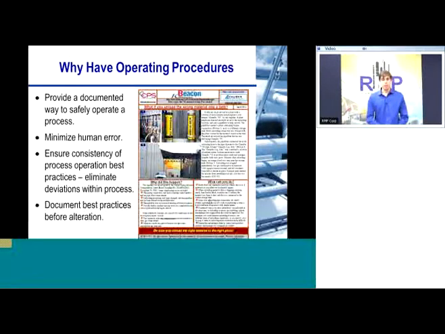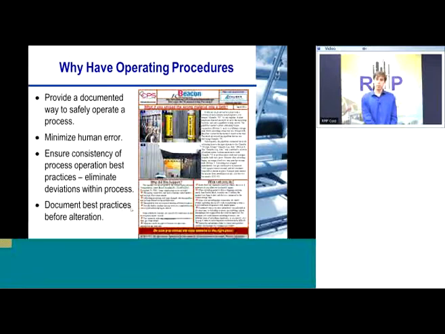First and foremost, to provide a documented way to safely operate the process. And note I say documented in there because if someone knows how to do it and they just do it, then that doesn't necessarily preclude other people from operating it in the exact same way. So by documenting that process, it makes it easier to audit. It also makes it easier to apply. And going hand in hand with that is minimize human error. By having a documented process, it's easy to cross-reference between different operators.